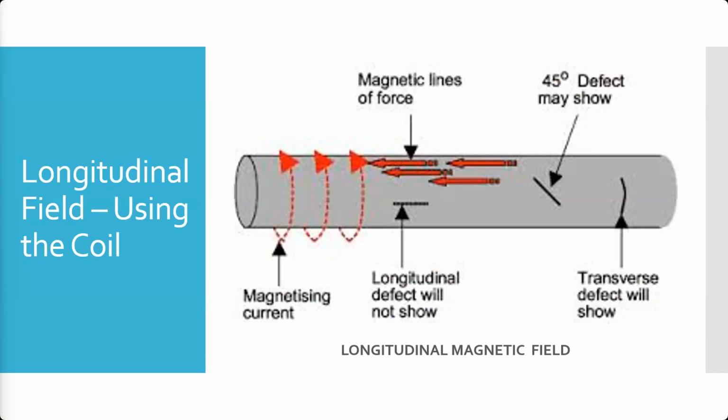So once our part's magnetized, the current's going to be circular through that external coil, and the magnetic lines of flux or force are going to run longitudinally along the part, allowing us to find primarily transverse and angled defects, whereas longitudinal defects won't show up as much.